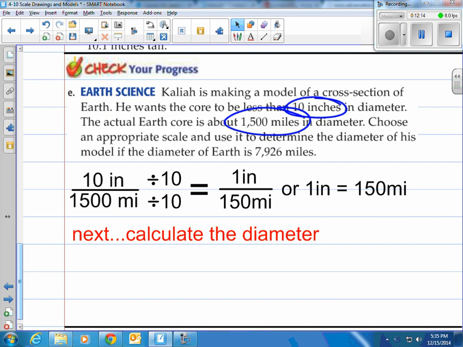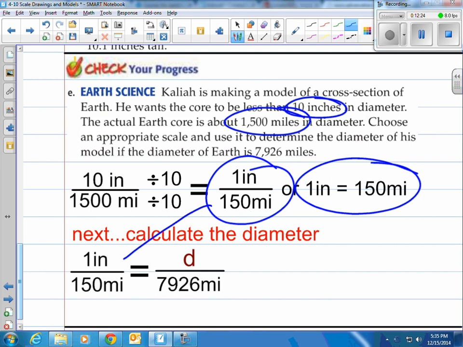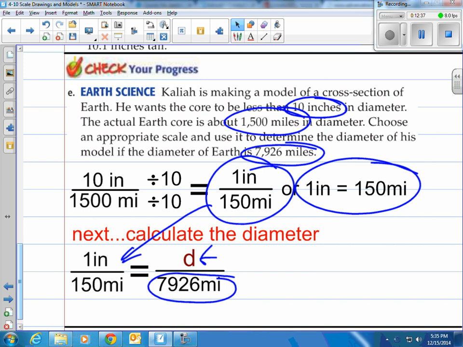All right, now we're going to use this information to calculate the diameter. So what do we do? Again, take our wonderful scale, plug in what we do know. We do know the actual diameter, which is up here, the actual diameter of the Earth. We're looking for D. And when you calculate that out, we have 53 inches.